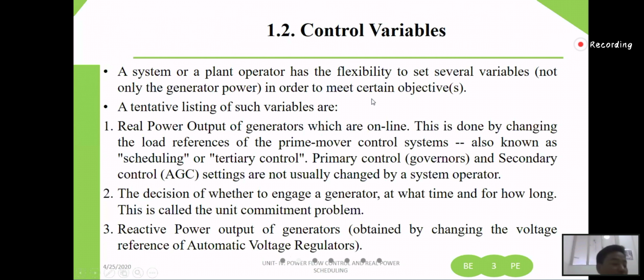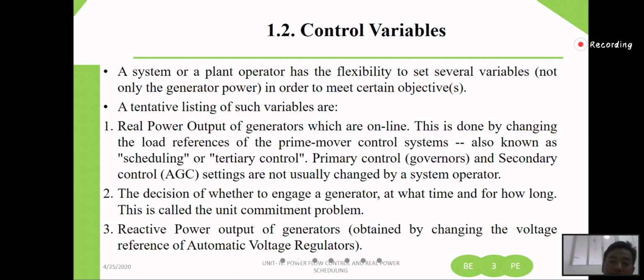Okay, so now before we do scheduling, having known the definition of scheduling, we have to know what the control variables are which we can control. A system or a plant operator has the flexibility to set several variables, not only of the generator, in order to meet certain objectives. What are the control variables in a power system? There are basically 9 control variables. A tentative listing of such variables: first is the real power output of generators which are online, which means we can also control the real power output of a generator.